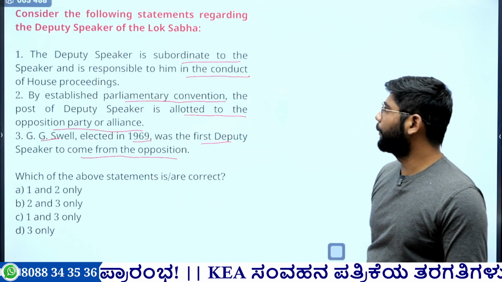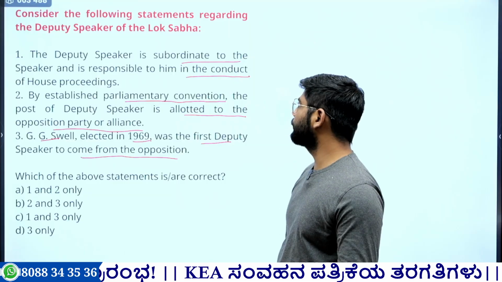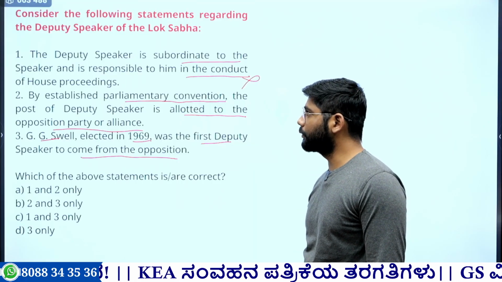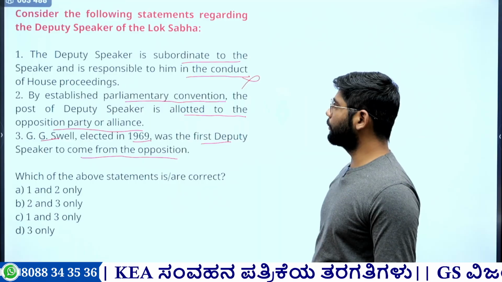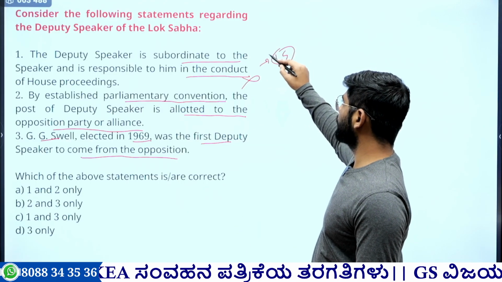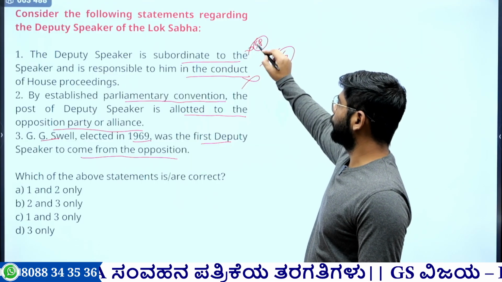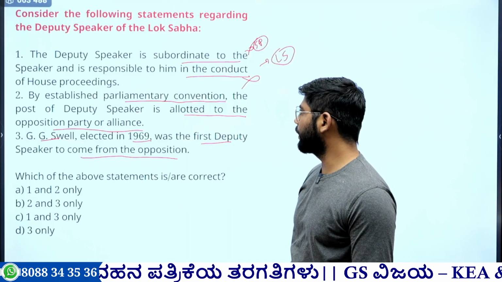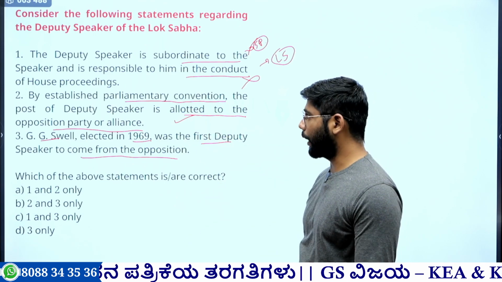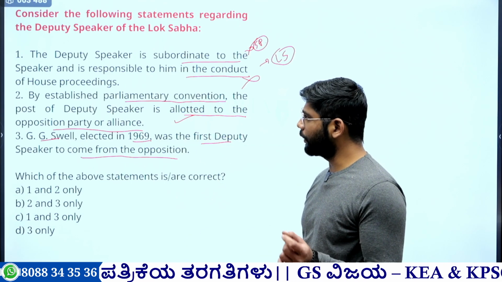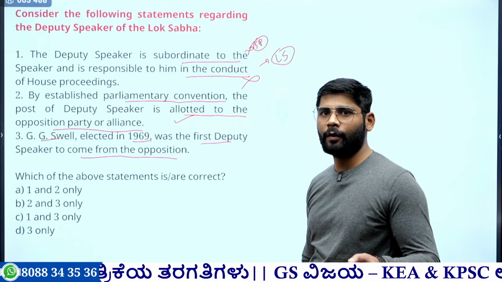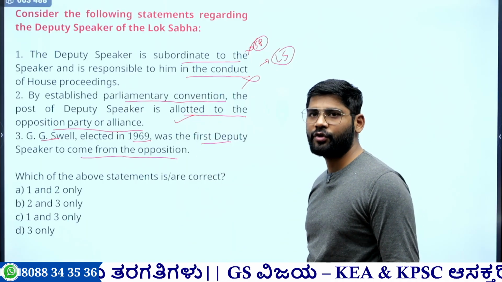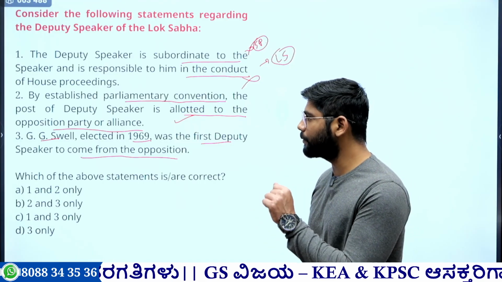Here, see, the Deputy Speaker is subordinate to the Speaker and is responsible to him in conduct of proceedings. No, he is not subordinate to the Speaker, and he is responsible to the Lok Sabha, not to the Speaker. That's why the first statement is wrong. Second, by established parliamentary convention, the post of Deputy Speaker is allotted to the opposition party or alliance. Yes, it is a parliamentary convention but not mentioned in the Constitution. So usually if they ask that according to the Constitution the post goes to the opposition, that time it becomes wrong. But if the question mentions parliamentary convention, then it becomes correct.